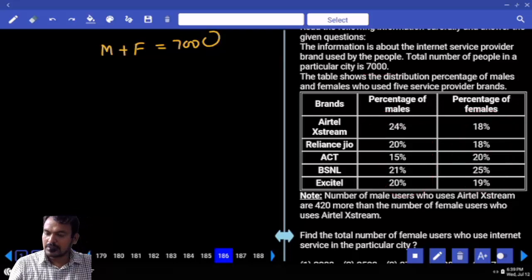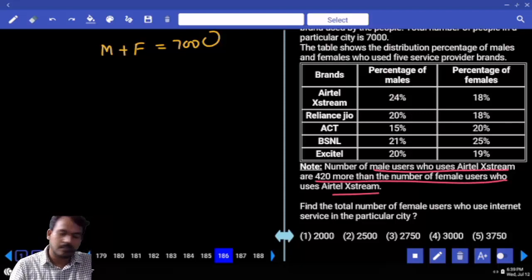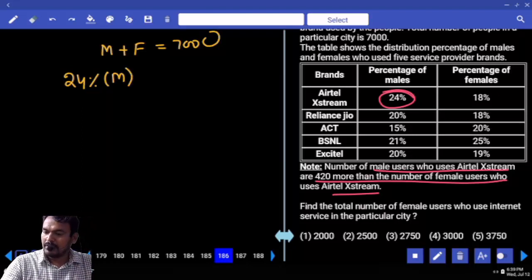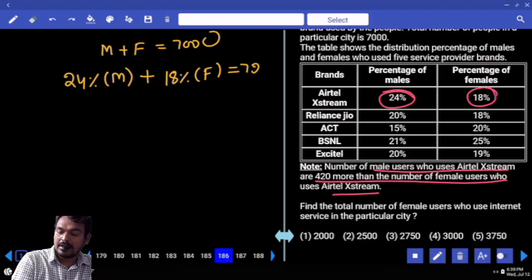Okay. What is the note given? Number of male users of Airtel Extreme are 420 more than the female users of Airtel Extreme. The male value for Airtel Extreme is 24% of total males, and female users in Airtel Extreme are 18% of total females. These two are compared: difference or sum? Difference. Means these two differ by how much? 420.